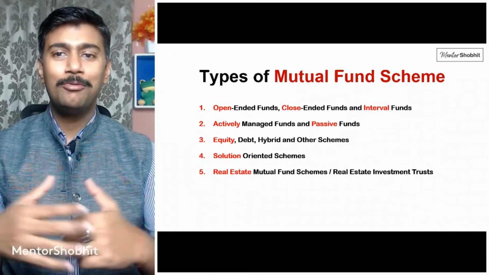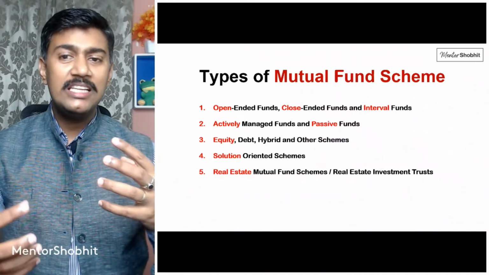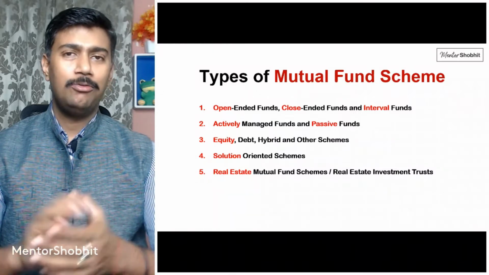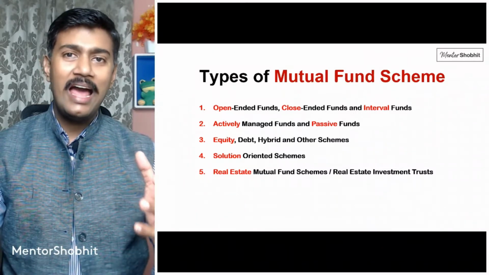Now let's come to the most important thing: what are these equity funds, debt funds, hybrid funds, and other schemes? These are the most common nomenclatures which you will be listening to every now and then. So what are equity funds? As the name suggests, the majority of the money should be invested in stocks. The definition given by the regulator is that on average 65% of the money should be invested in stocks at any point of time.